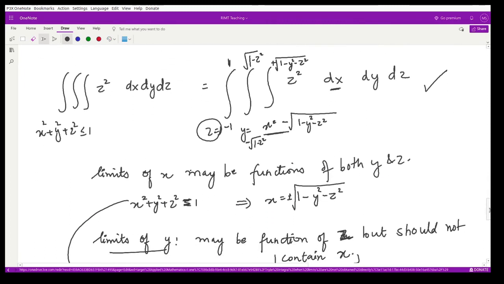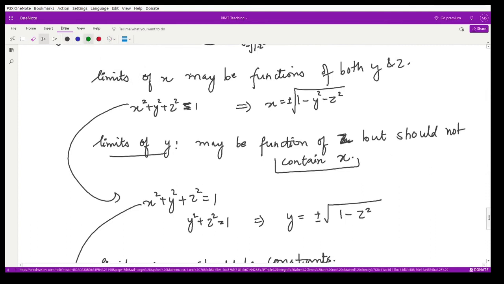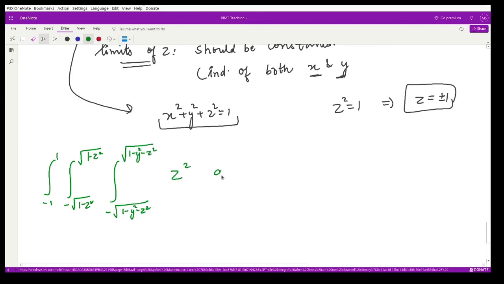Now the next task is to solve this. So let us now solve this integral. Evaluating this, we have integration from minus 1 to 1, integration from minus square root of 1 minus z square to square root of 1 minus z square, and integration from minus square root of 1 minus y square minus z square to square root of 1 minus y square minus z square, and then z square dx, dy and dz.